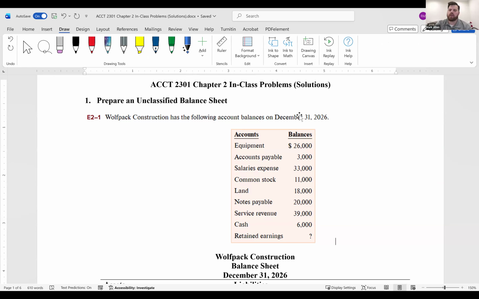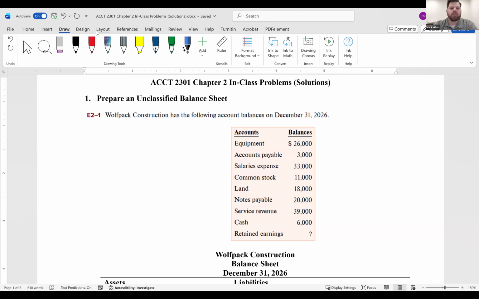Wolfpack Construction has the following account balances. Now, I strongly encourage you, if you're taking the exam, to take a few minutes or a few seconds. It shouldn't take probably minutes, but when you're asked to prepare a balance sheet or an income statement or anything else, you should take a moment to identify what you're trying to accomplish and which accounts will actually be necessary. Now, if we take a quick scan down this, we might notice there's a few accounts here that do not go on the balance sheet that are included. And so we want to make sure we don't get fooled into doing that.